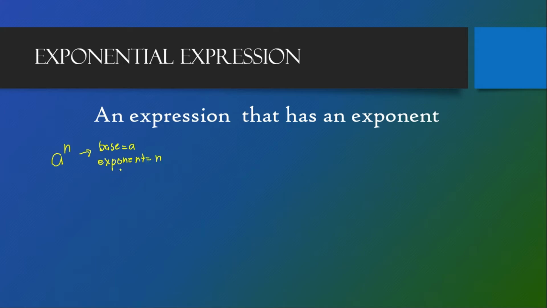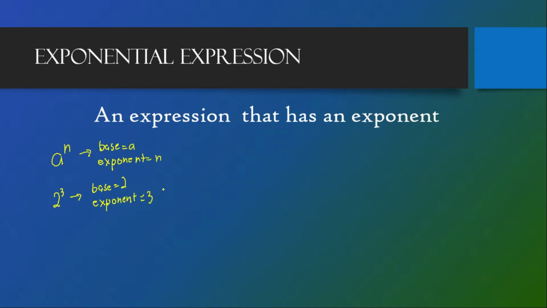Ang ibig sabihin niyan, yung base natin, yung a, tapos yung exponent na n is yung magsasabi sa atin kung ilang beses ba natin i-multiply yung base sa kanyang sarili. Bigay tayo ng example. Okay, we have 2 raised to 3. Ang kanyang base will be 2. Ang exponent naman niya is 3.